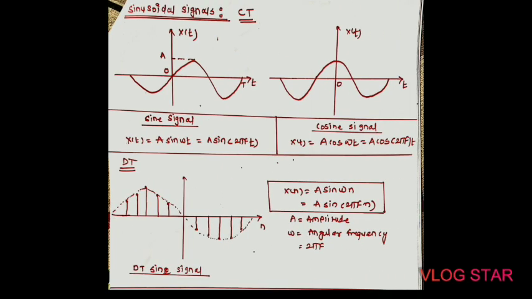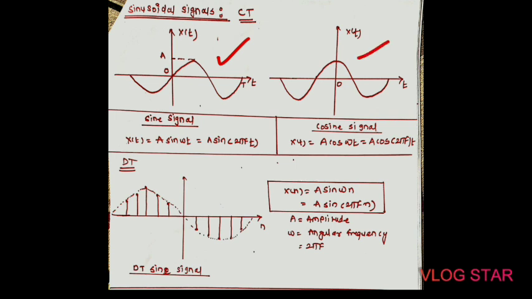Next type of elementary signal is sinusoidal signals. In the first case we represent the sinusoidal signal in continuous form, and in the second case I will express it in discrete form. The sinusoidal signals include sine and cosine signals. They look like this. The sine signal always starts from the origin, and the cosine signal has a 90-degree phase shift.